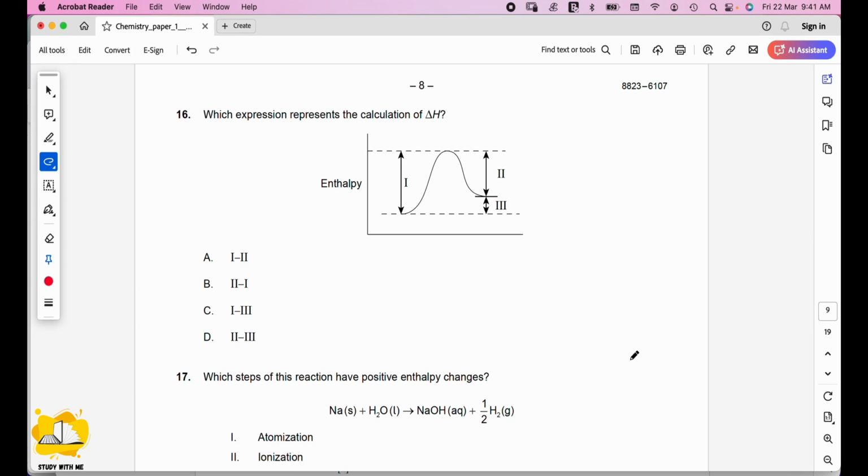Okay, so which expression represents the calculation of delta H? And as you guys know, this definitely, and this two definitely, and this 3 is not. So the answer will be A.